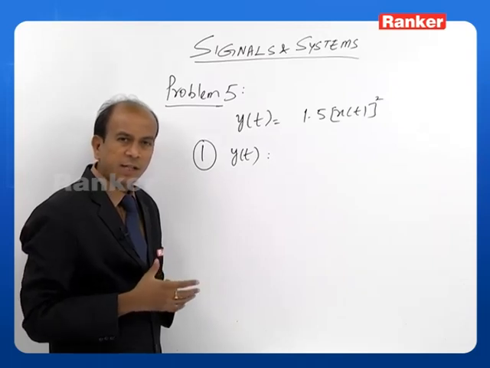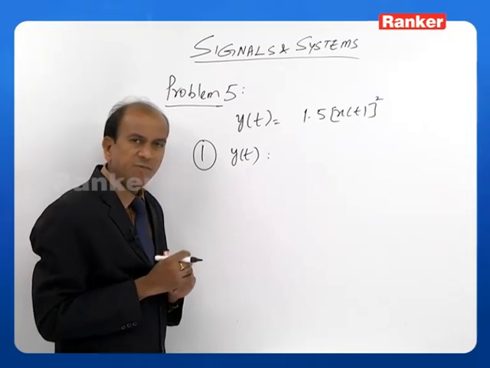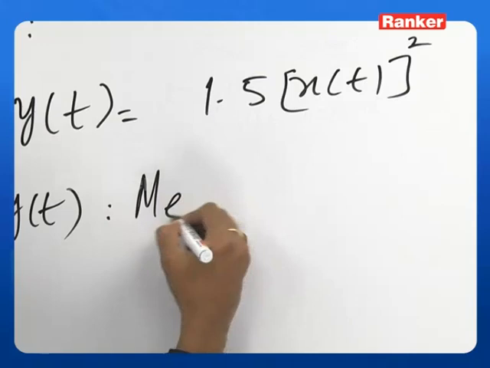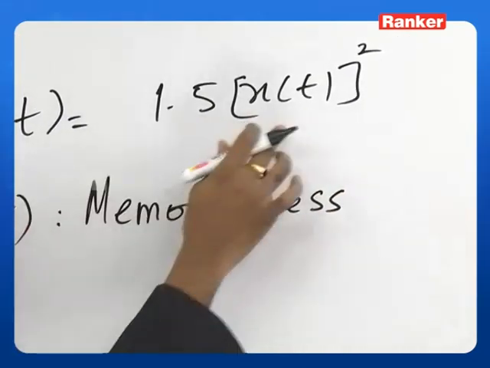So, there is no dependency on the past values. So, this is a system which is memoryless. So, I will say this, y of t is memoryless, okay, because of this fact.